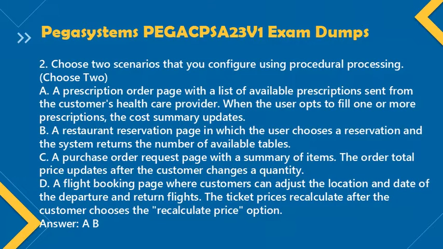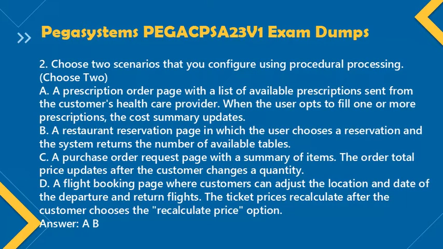Procedural processing allows for dynamic updates to the cost summary based on user actions, ensuring that it accurately reflects the total cost as prescriptions are selected. C. In the purchase order request page scenario, procedural processing would be employed to update the order total price after the customer changes a quantity.